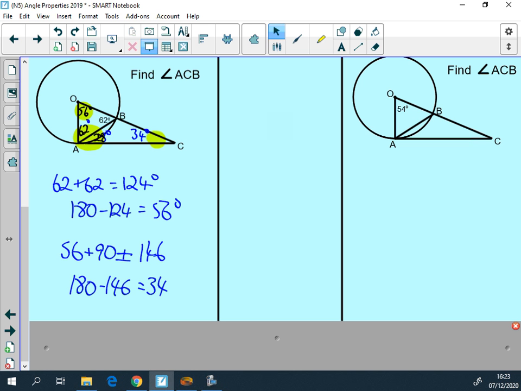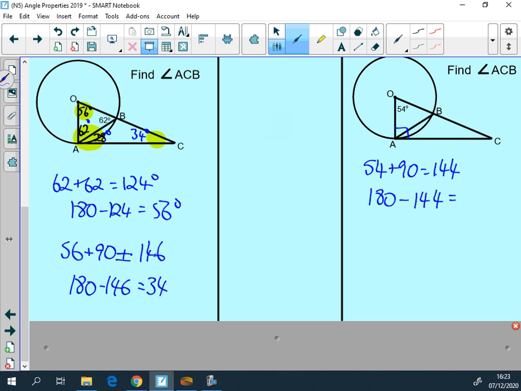Now, angle ACB. The easiest way is to go straight to this one. The angle here, that 90-degree angle there, and the angle at ACB add to make 180 degrees because it's a triangle. 1, 2, 3 sides. I can ignore that line A to B. It's there just to distract. So I know that that's 90. So if I add those together, 54 add 90 is 144. So whatever's left must equal whatever this angle is here at C, which is going to be 36 degrees.